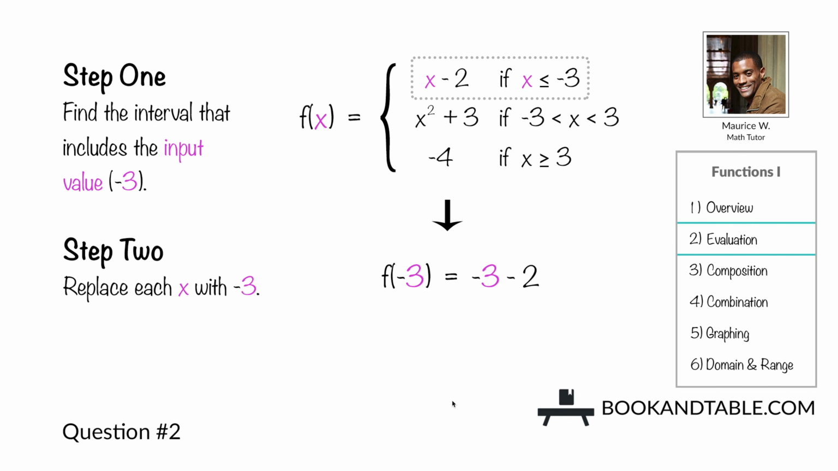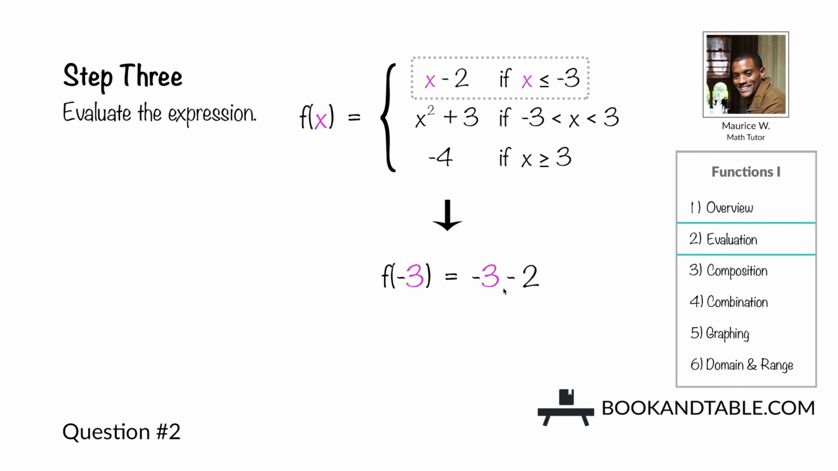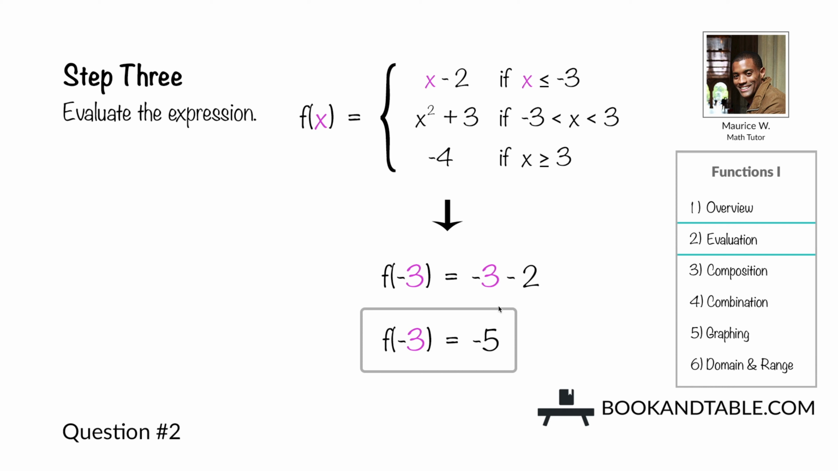Question number 2, we were asked to find f of negative 3. So if we go to the intervals, negative 3 can be found in the first interval since x is less than or equal to negative 3. Since x is equal to negative 3, we use the first expression, x minus 2, and replace each x with negative 3. And now we want to evaluate the expression, negative 3 minus 2, which gives us negative 5. So the answer to question number 2 is f of negative 3 is equal to negative 5.